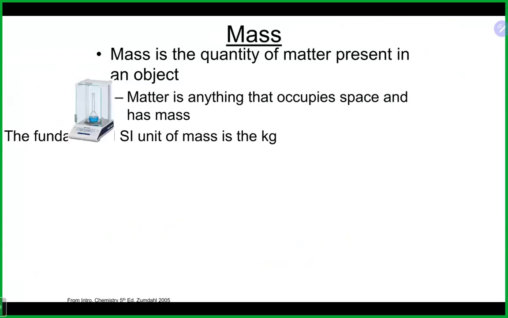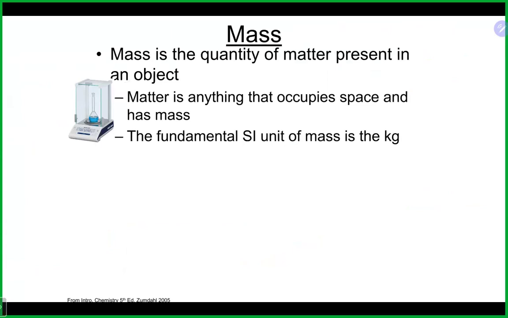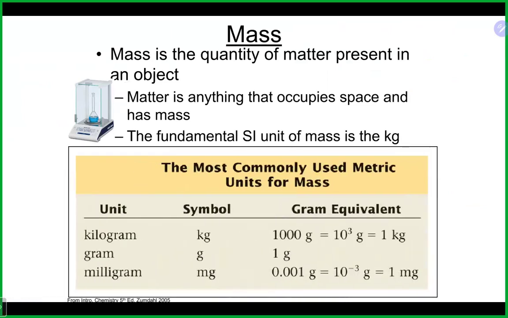Now, mass is the amount, the quantity of matter that is present in an object. Matter is basically anything that occupies space and has mass. So pretty much everything that you could touch or maybe not see. The fundamental unit of mass is a kilogram. And this is a table from your book of some common metric units for mass. Again, I will say for us, common units that we come across are grams, kilograms, milligrams.